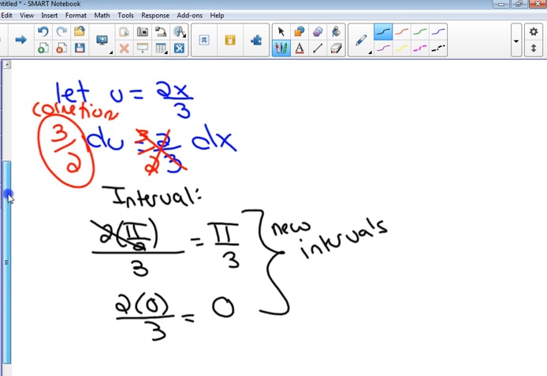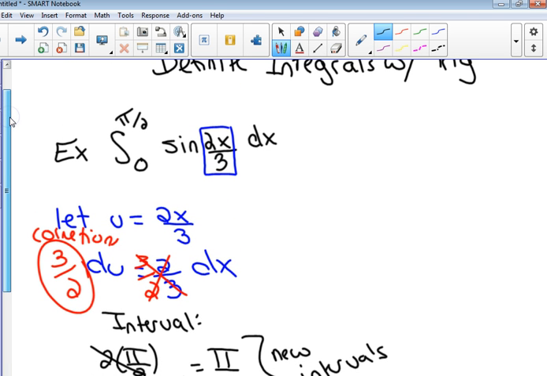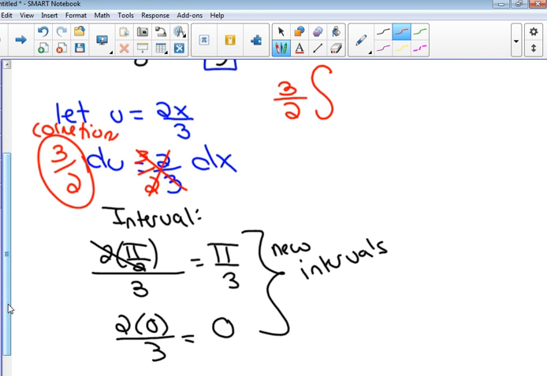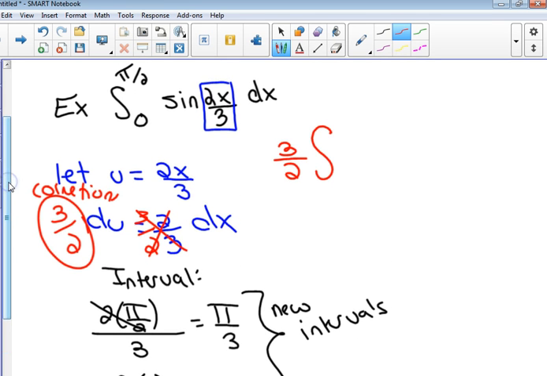So now when you go to write everything out, we have our correction of 3/2. Make sure we put our new interval, pi over 3 to 0. And we talked about yesterday how they have to stay the same. So whatever's on the top, when you plug it in, it needs to be on the top. Pi over 3 and 0. Now we're going to take the sine of u. And now everything's according to u. So du. Great.